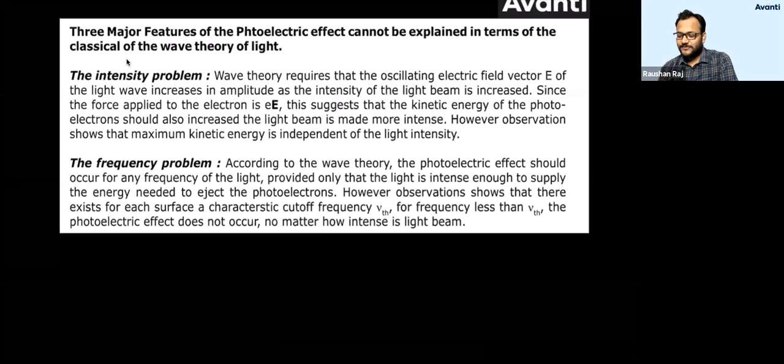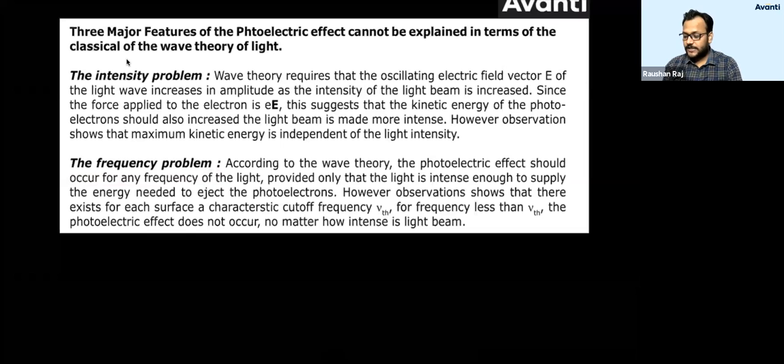So yeah, the first problem is what? The intensity problem. The relation of energy with intensity. How the photoelectric effect depends on intensity was not successfully explained by the wave theory of light. तो ये पहला प्रॉब्लम आया, ठीक है? दूसरा प्रॉब्लम क्या है बच्चा? फ्रीक्वेंसी का प्रॉब्लम, जो एनर्जी से रिलेटेड था.